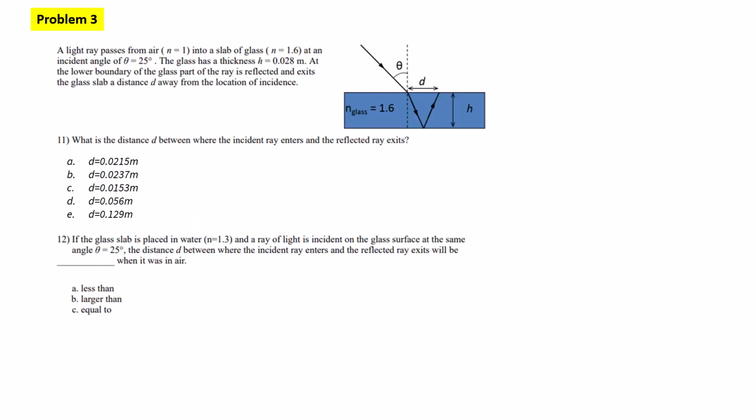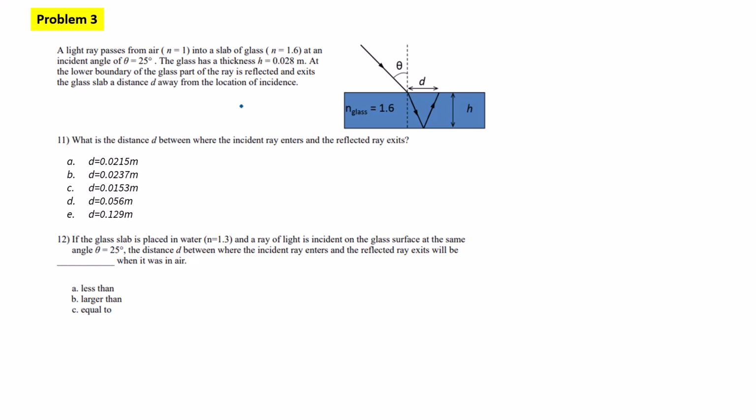All right, here's problem 3. A light passes from air into a slab of glass at an incident angle of theta equals 25 degrees. The glass here has a thickness H, and at the lower boundary of the glass, part of the ray is reflected and exits the glass slab a distance d away from the location of incidence. All right, so this is kind of what the picture looks like. You've got that light that refracts when it enters the glass. Part of that ray now gets reflected, and then it will eventually exit over here at some distance d.